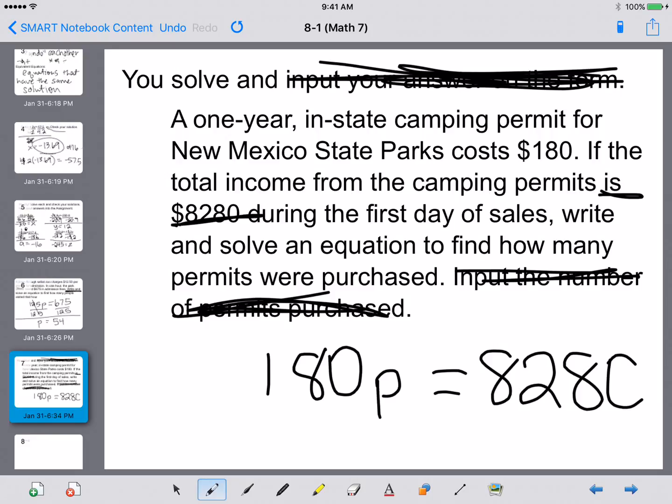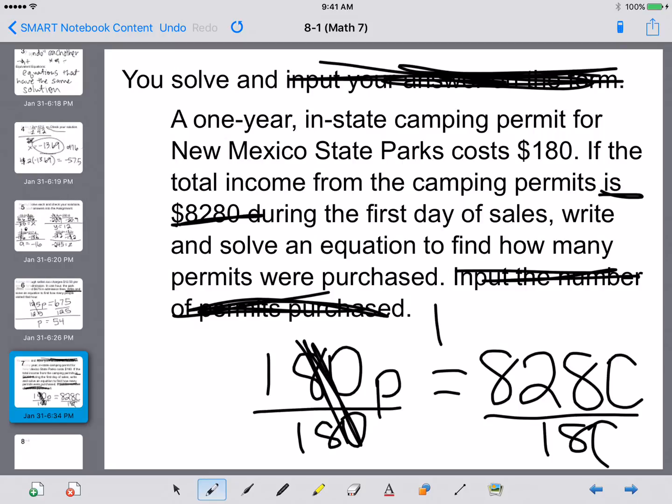In order to figure out how many permits they bought in that 8,000 during that first day of sales, we need to get P all by itself. To get P by itself, we divide by the coefficient. What you do to one side, you do to the other. Our 180s will cancel out, so we'll get just P. Bring down our equal sign, and 8,280 divided by 180 gets 46. So 46 permits were sold in that first day.